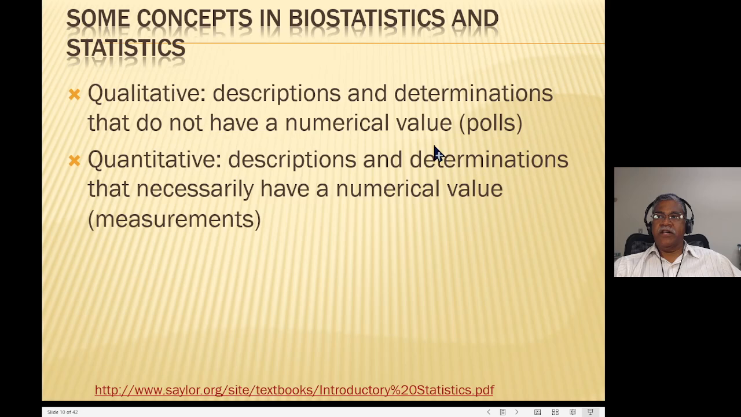Okay, some other concepts in statistics: qualitative statistics is more description of data that does not have a numerical value. For example, polls. Though with polls you always deal in percentages, right, with a standard deviation of so and so. And quantitative is where you absolutely have to have a numerical value, and that is measurement.